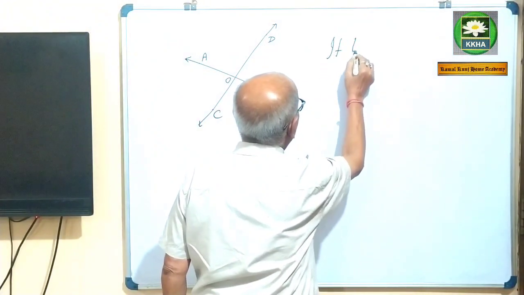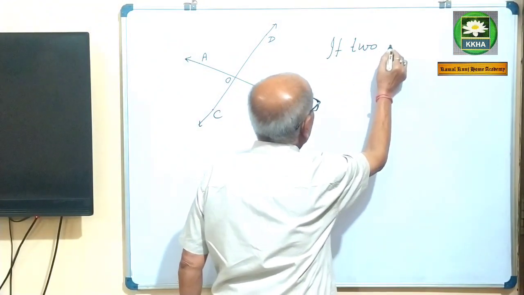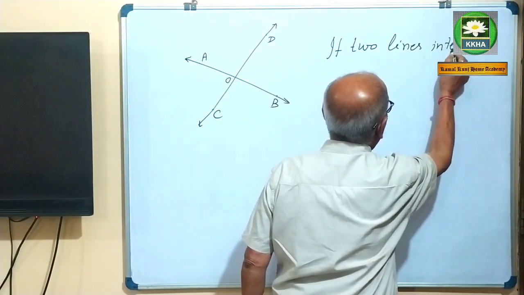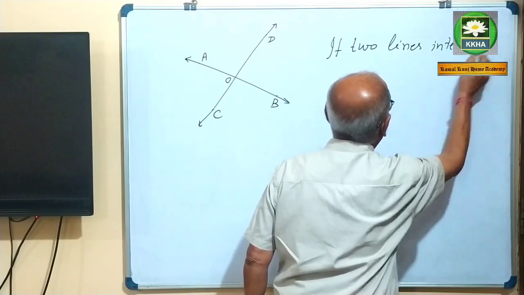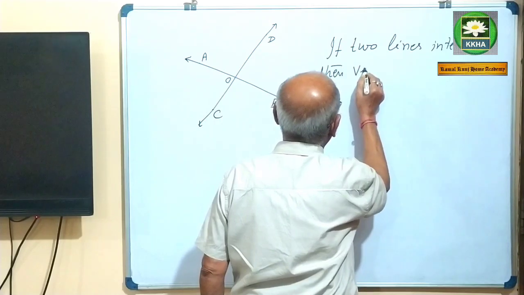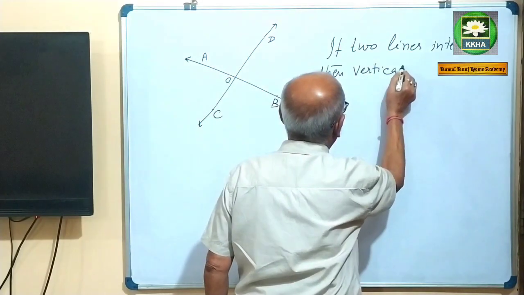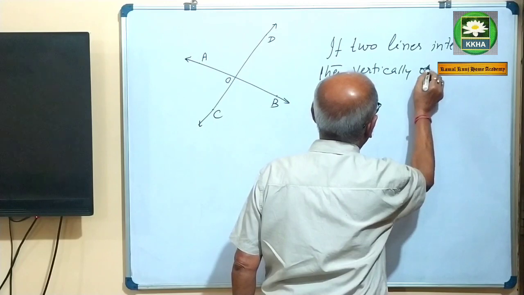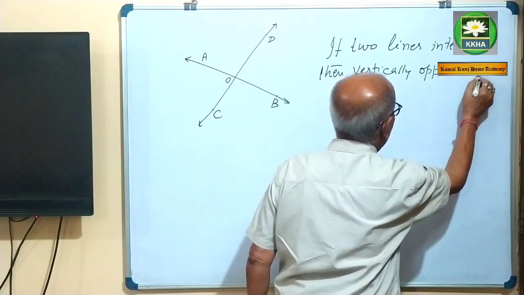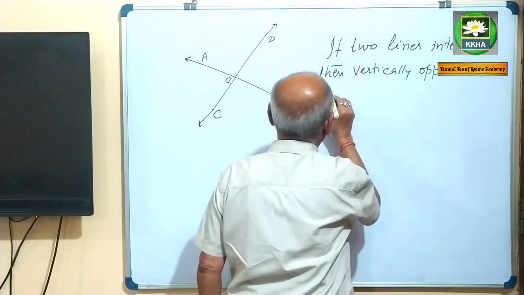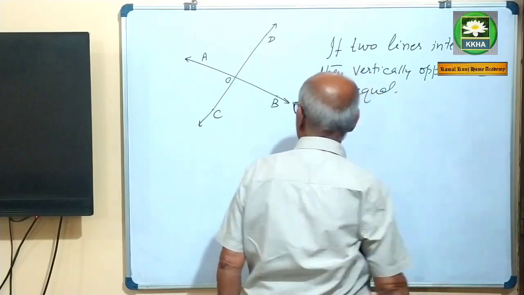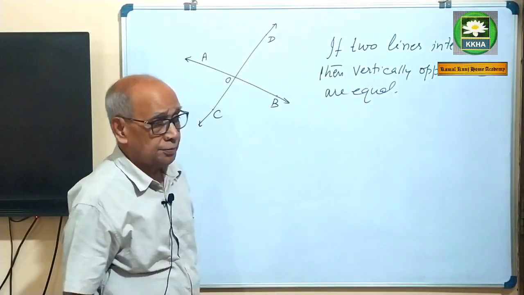If two lines intersect, then vertically opposite angles are equal. This is the today's theorem.